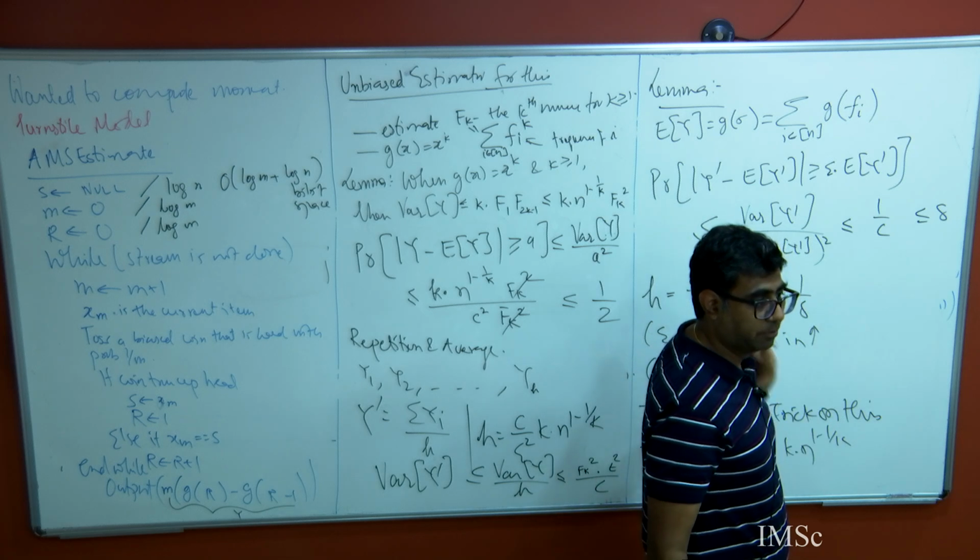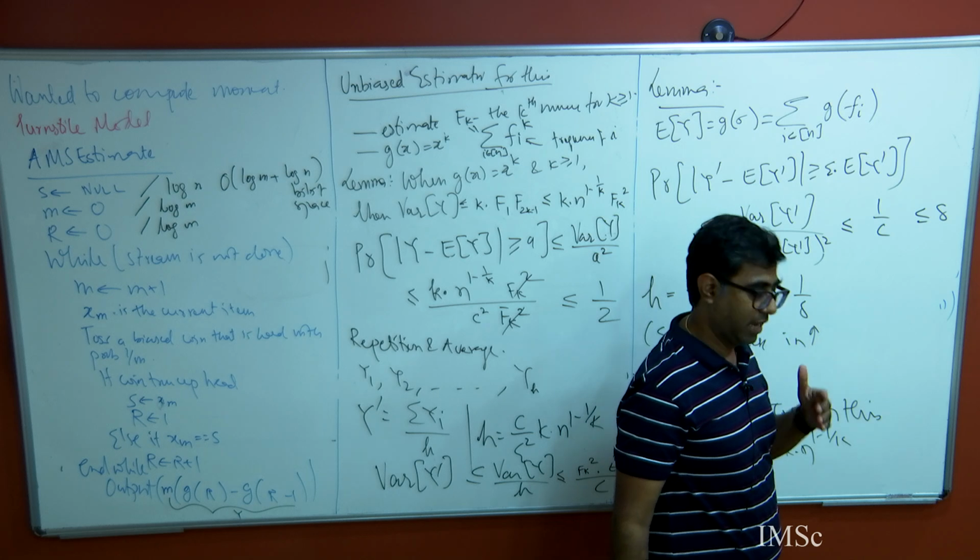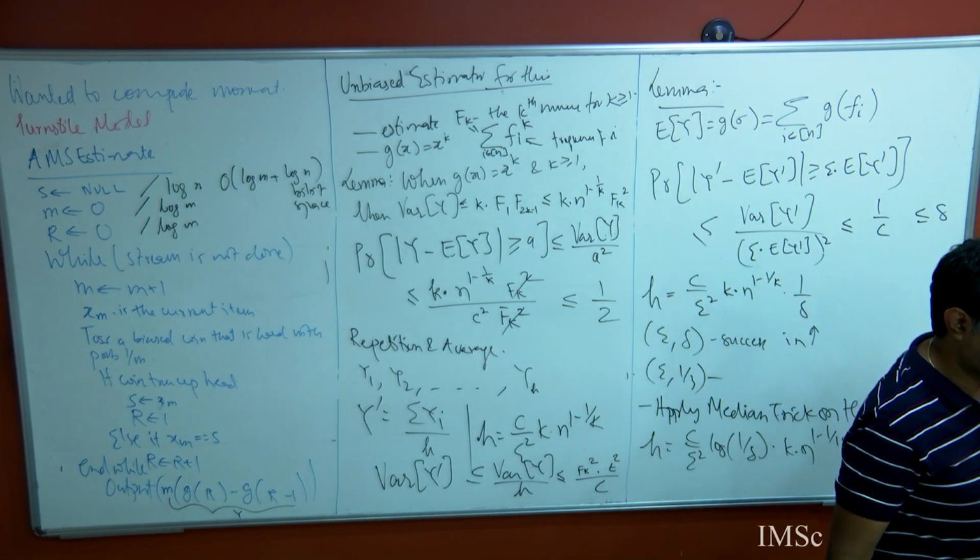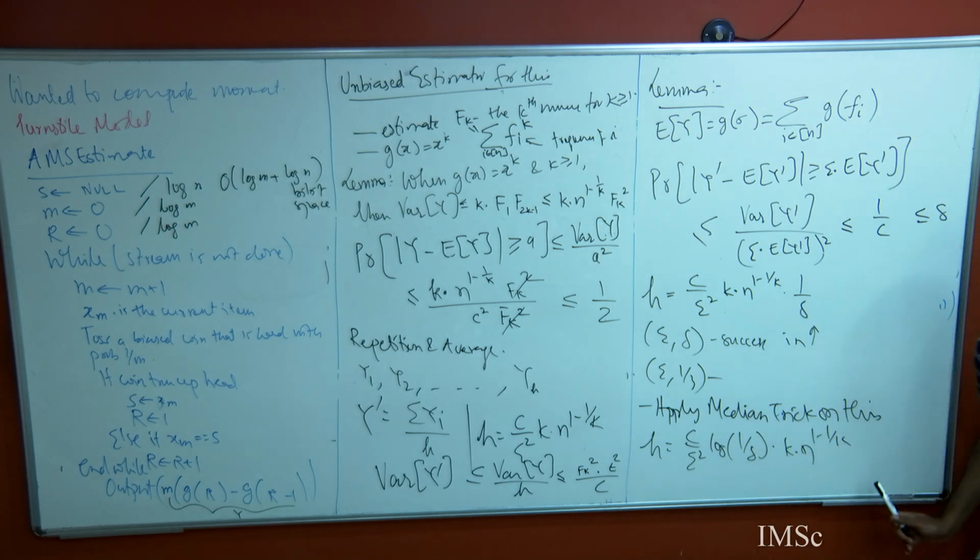So this computation was for any k greater than or equal to 1, and I told you last time, if you remember, that for k strictly more than 2, this is the best we can hope for, right? For k less than or equal to 2, we will do something different.